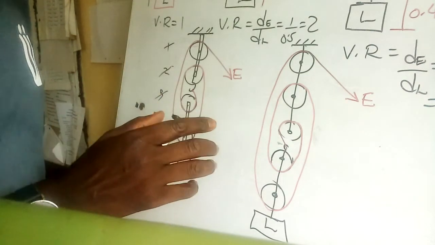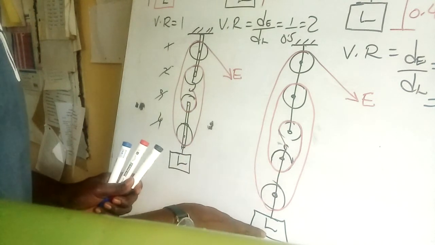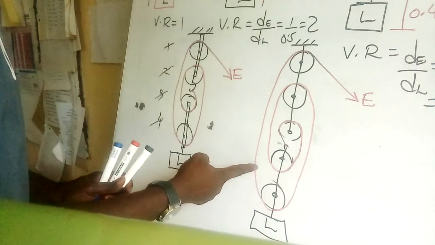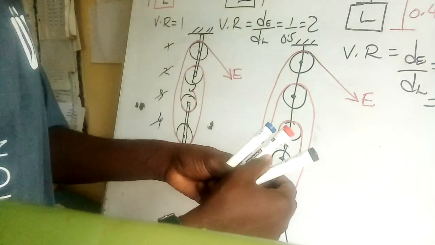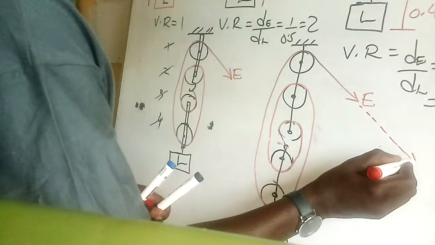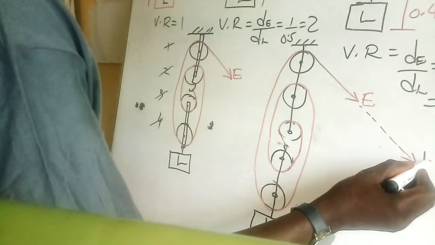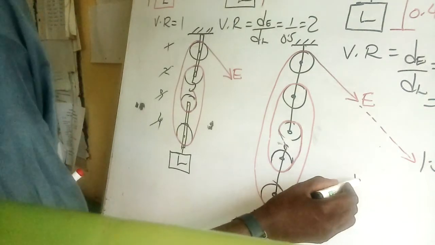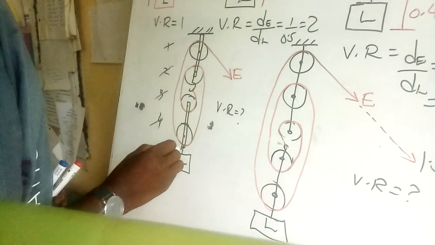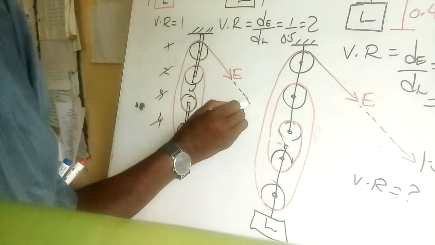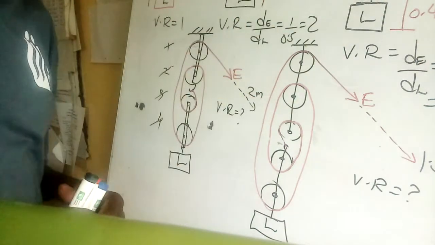Now I want you to know, on the lower part, I have two pulley supporting the load. There is one piece here, one piece. There's another piece here, another piece, and another piece. Can you find out if the effort moves by, let's say, 1.5 meters, get for me velocity ratio is equal to what? Get for me here velocity ratio is equal to what? Okay? Let us say this one moves by 2 meters. You can find out from those two examples if you understood that.